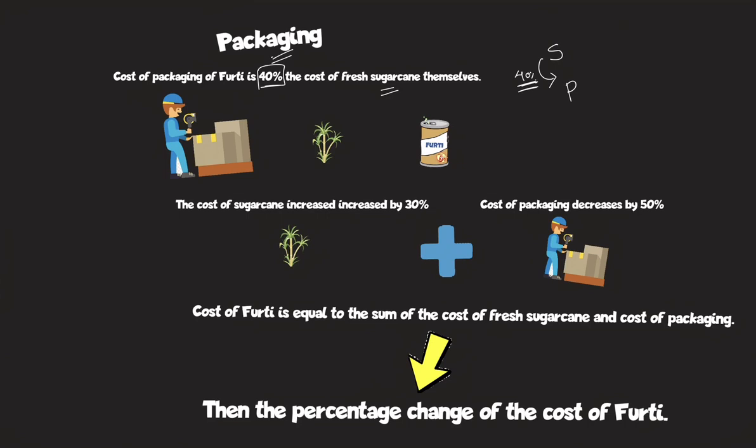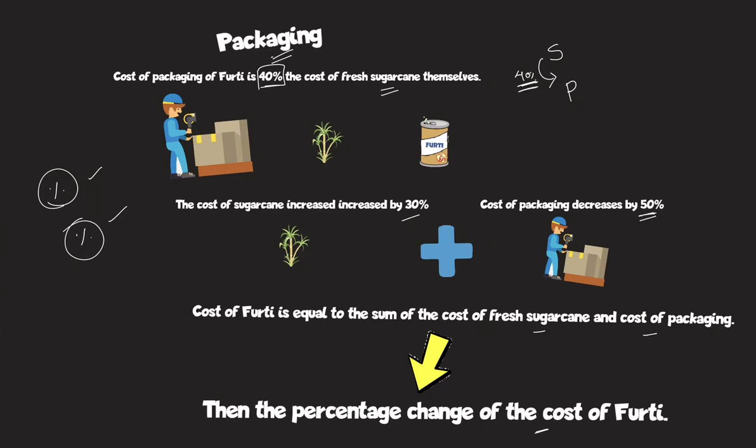The cost of sugarcane is increased by 30% and the cost of packaging decreases by 50%. The cost of Furti is equal to the sum of the cost of fresh sugarcane and the cost of packaging. The percentage change in the cost of Furti is. The question is asked in percentage and the answer is also asked in percentage. So what will you do? We'll assume a value and start solving the problem.